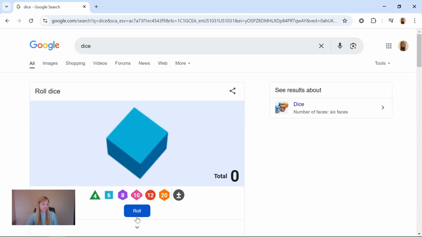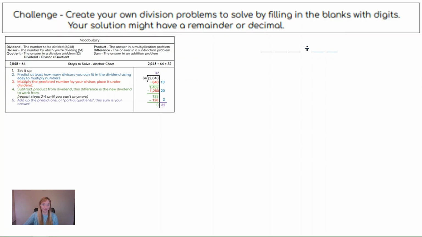2, 4, 4, 4, 3. All right, 2, 4, 4, 4, 3. That will give me 244 divided by 43. All right, now I can move through the steps.